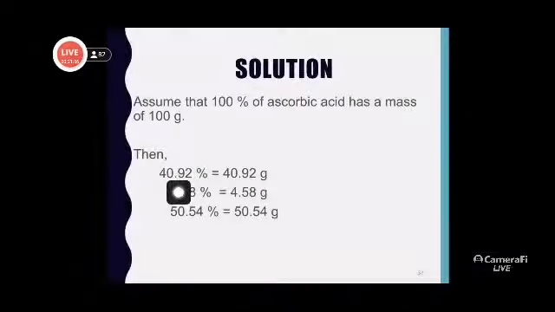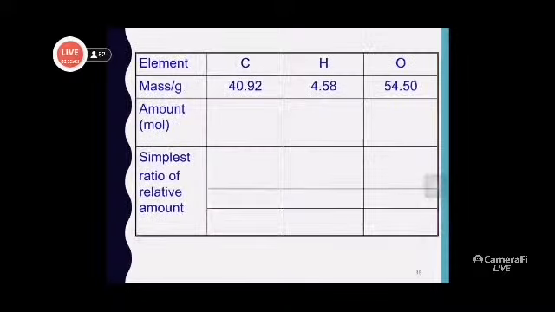Equals to the mass, so you just have to assume that 40.92% is 40.92 gram and so on. Okay. So from all these percentages, just insert the values into this table where you need all the mass of each element. Now let's do the same thing like the previous example. After you insert the mass, you have to find the number of mole of each element.